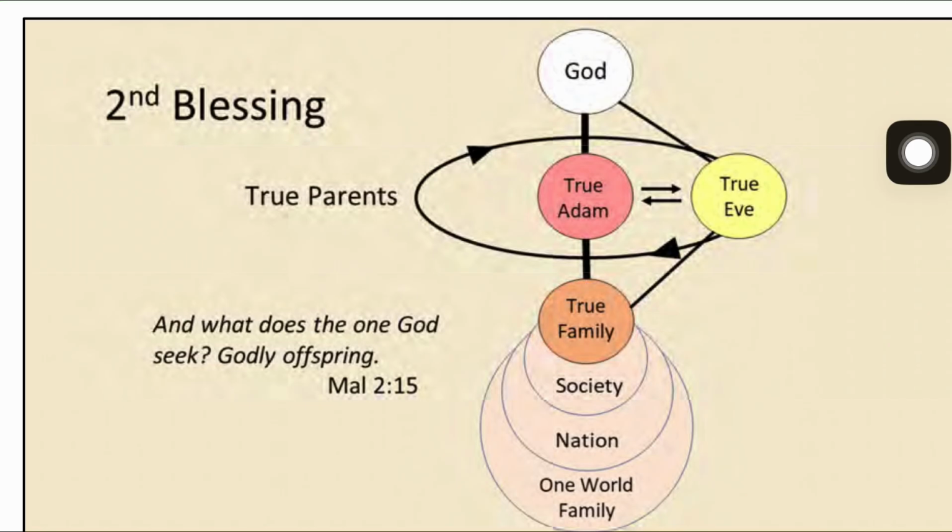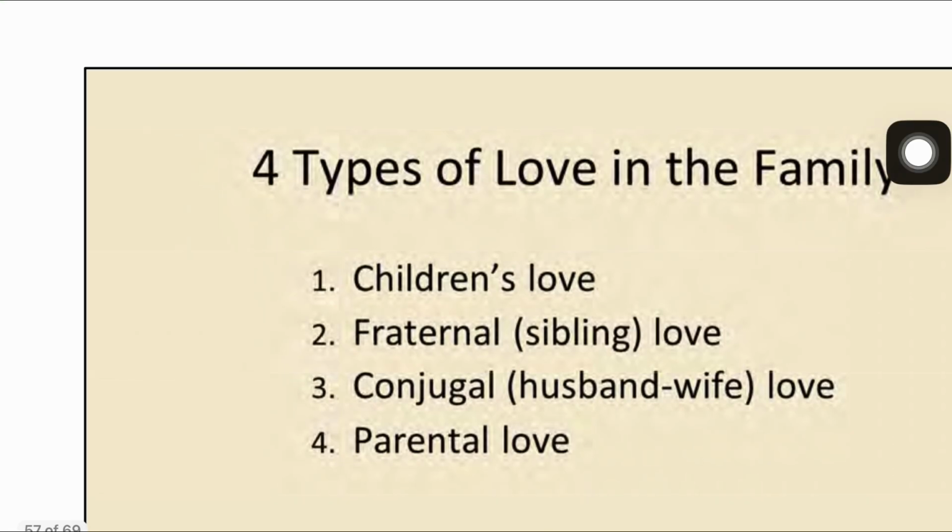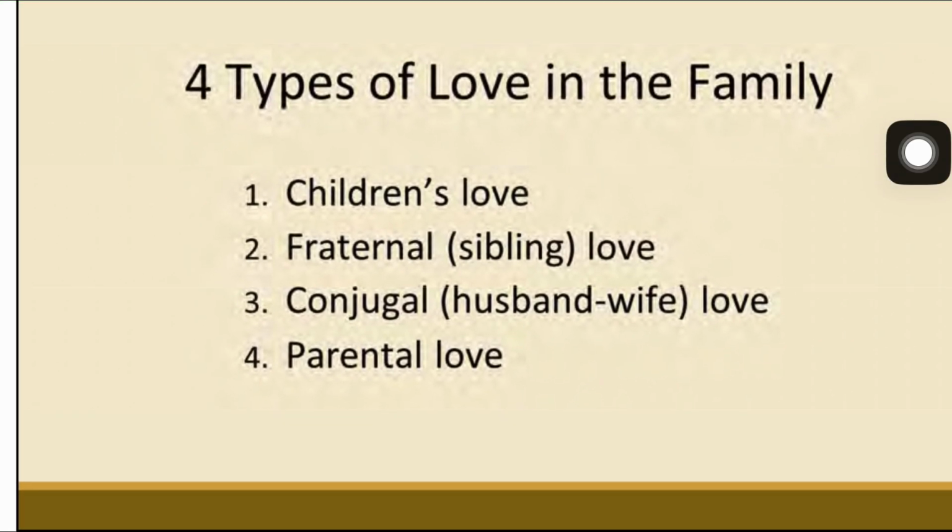So this is the meaning of blessing, and what is the purpose of God in giving this biyaya, this blessing to people, so that the family becomes a resemblance of God. So they can all experience joy, God and human beings, and all the family. So in the family, we can find 4 kinds of love: children's love, fraternal love, conjugal love, and parental love.